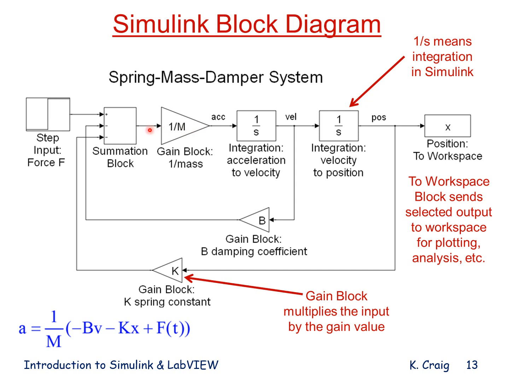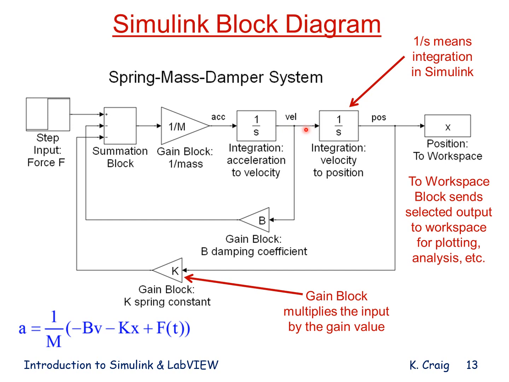This arrow is the output of the sum of these three terms. This is a summation block. So what comes into the summation block will be f of t, which I will then put in as a step input, and I'll explain how we would implement that. And then I have minus b times v.